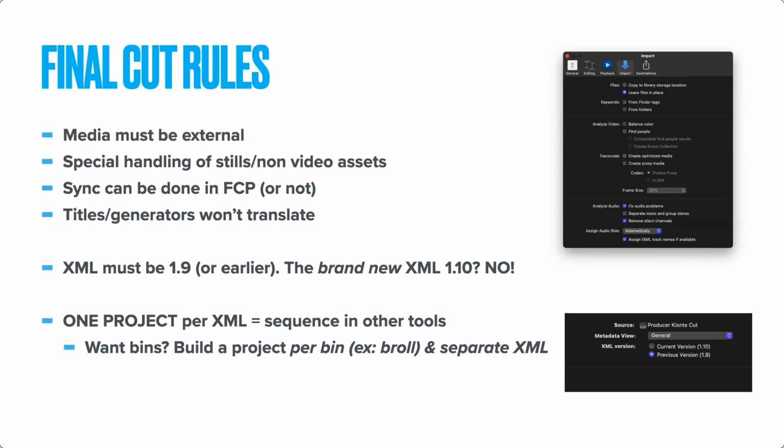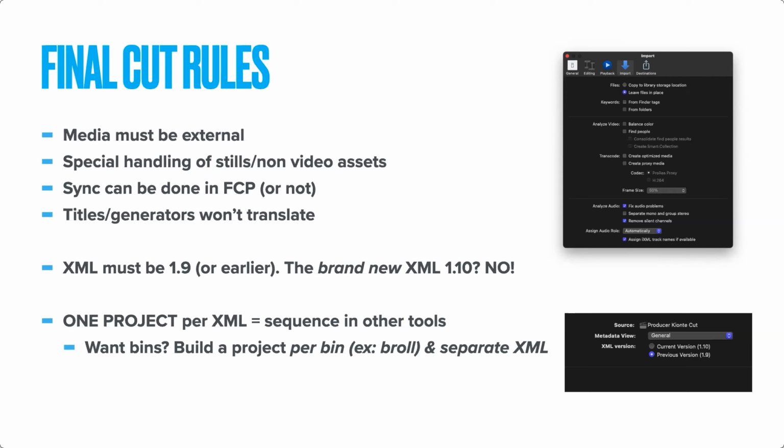One of Final Cut's beautiful things is it just goes, oh, you're using these clips, I'm going to copy them into the library for you automatically. When you're working with somebody else, especially if they're on Avid and Premiere, they're going to expect you to give them all the media in a single folder structure. And you want to leave those in place for Final Cut.